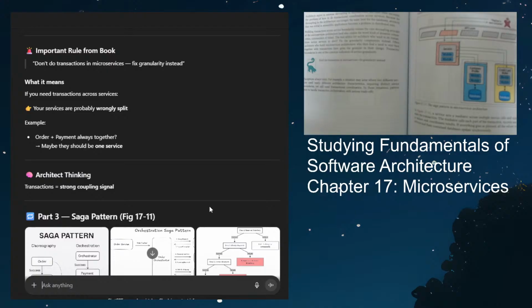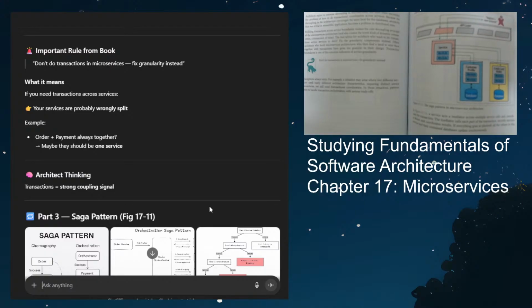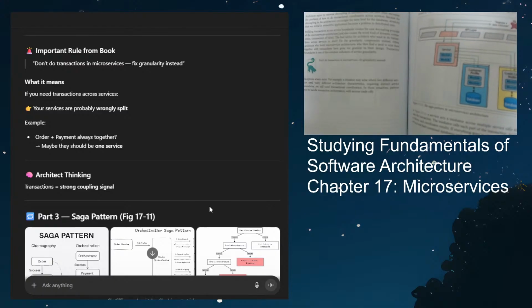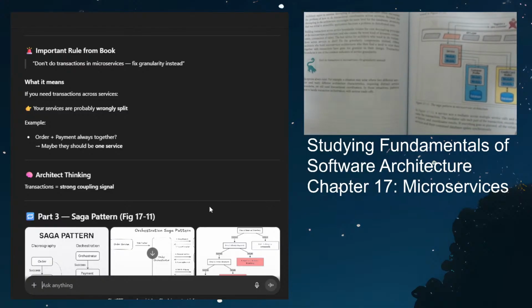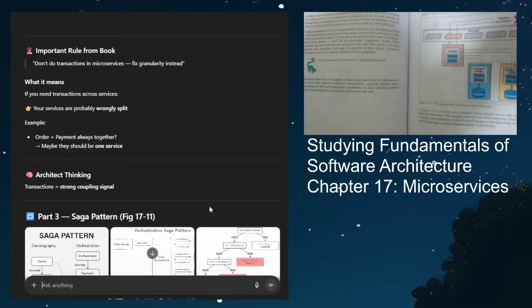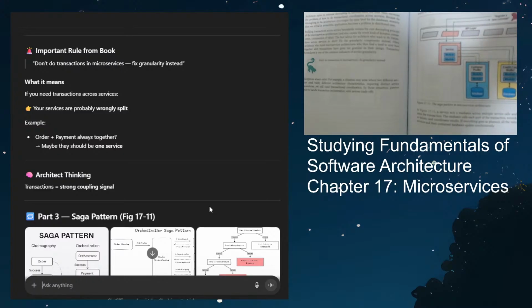The best advice for architects who want to do transactions across services: don't. Fix the granularity component instead. Architects who build microservices architecture and then find a need to tie services together with transactions have often done the granularity design wrong. Transaction boundary is one of the most common indicators of service granularity. Don't do transactions in microservices, fix granularity instead.